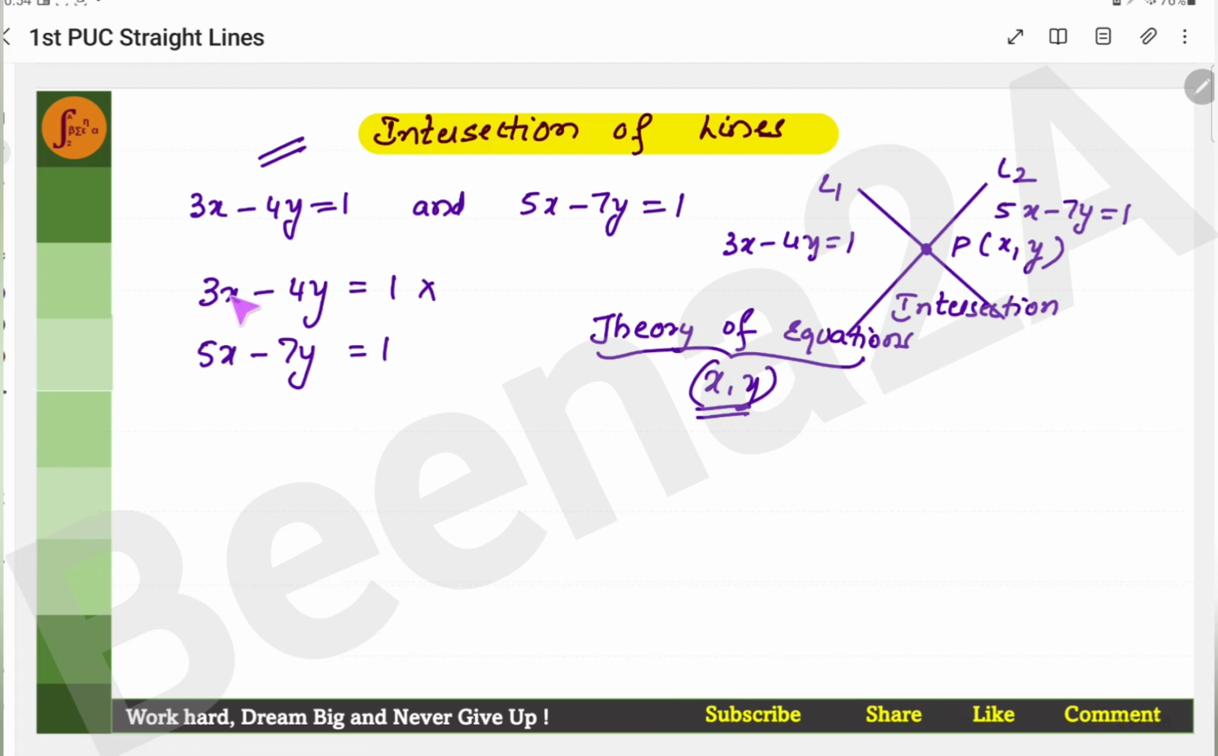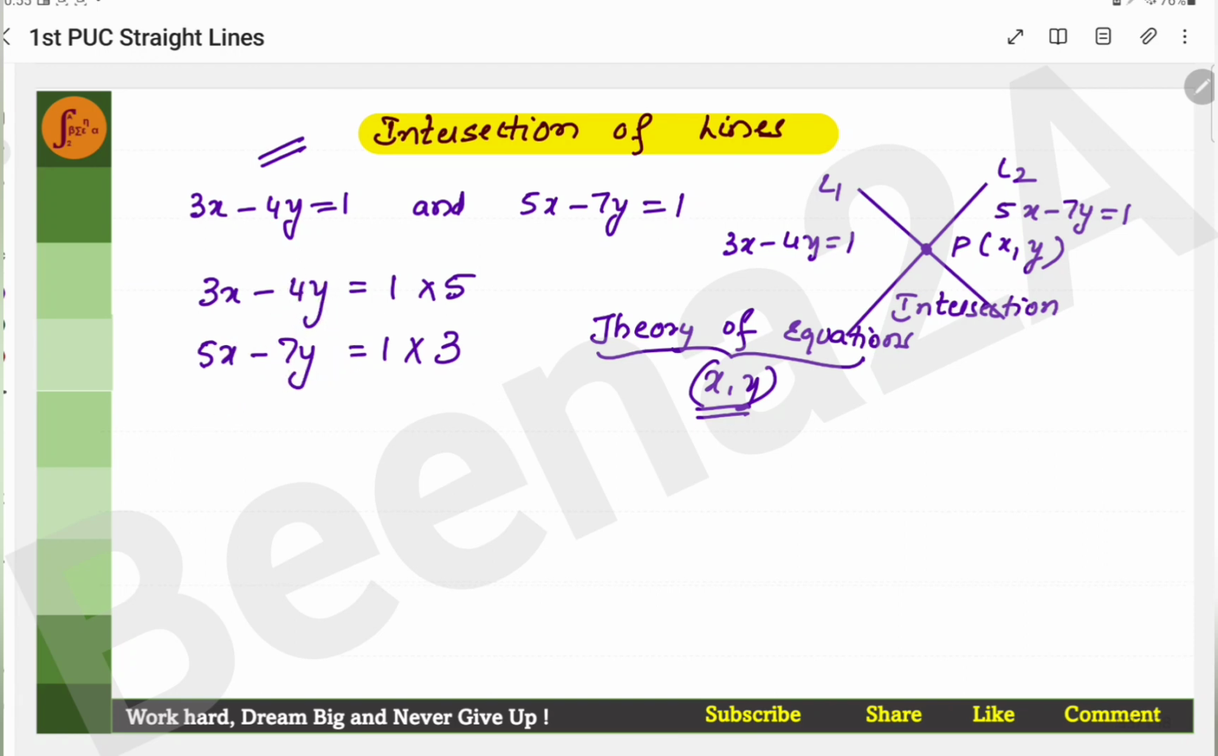So now I need to find similar terms. Here I have 3 and here I have 5. So I'll multiply this with 5, and multiply this with 3. When I multiply 5 into 3, it will become 15x. And here if I multiply with 3, 3 into 5 will become 15x. Then if I subtract, 15 and 15 will get cancelled. The x values will get cancelled. Then I can find the y value.